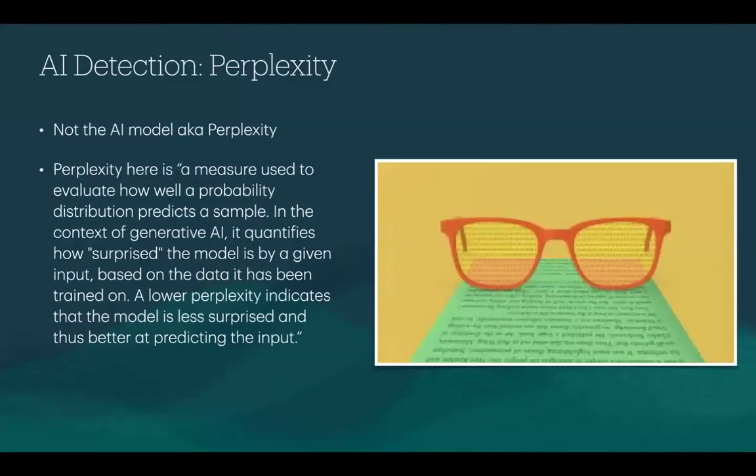So in AI detection, perplexity, we're not talking about the AI model perplexity, but here as a measure used to evaluate how well a probability distribution predicts a sample. In the context of generative AI, it quantifies how surprised the model is by a given input based on the data it has been trained on. A lower perplexity indicates that the model is less surprised and thus better at predicting the input.